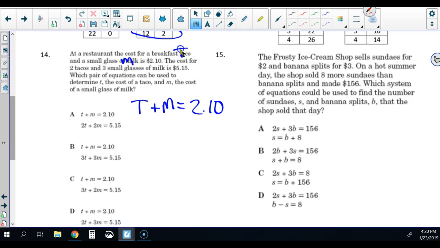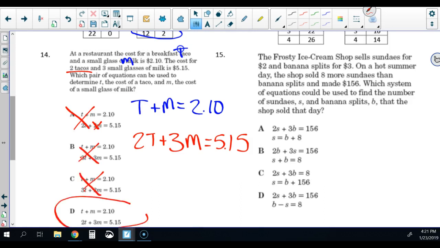The other equation, the cost for 2 tacos and 3 milks is $5.15. So 2 tacos and 2 milks, it's not it. 3 tacos and 3 milks, not that. 3 tacos, it's not that. It is going to be choice D.